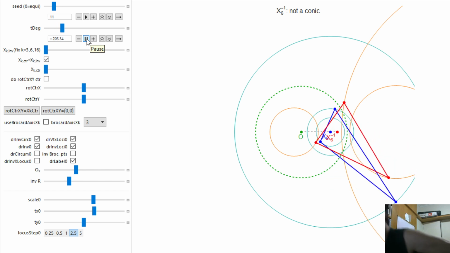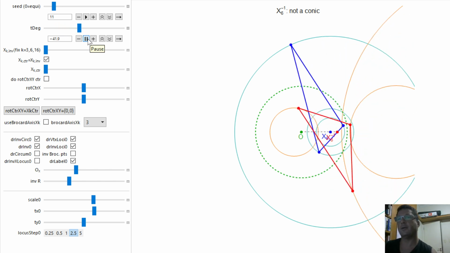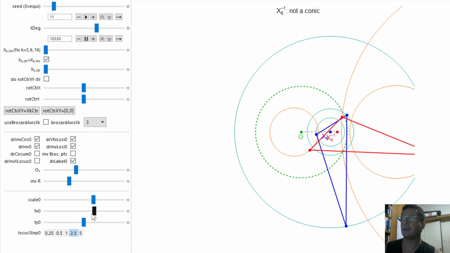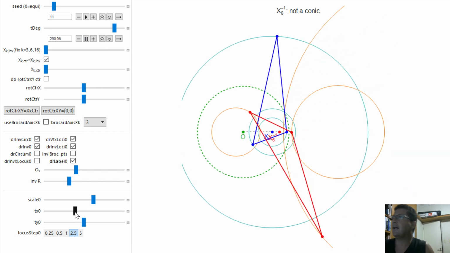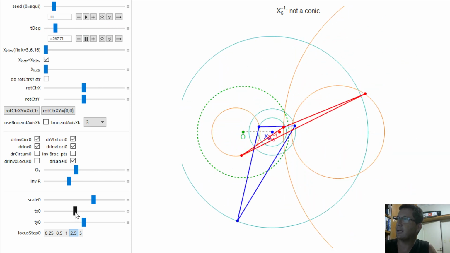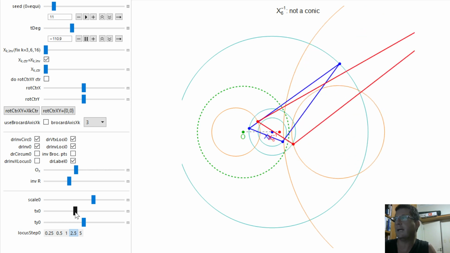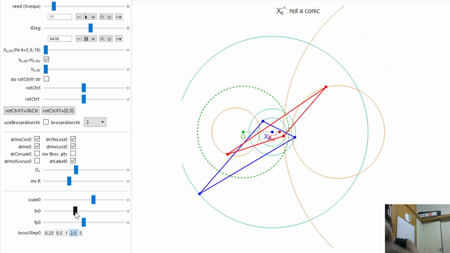So the red triangle family is a family of triangles. Let's slide this to the left a little bit. Each one of its vertices is moving along an independent circle, and these circles are inversive images of the original light blue circles.